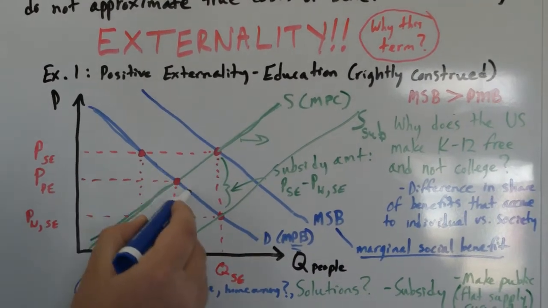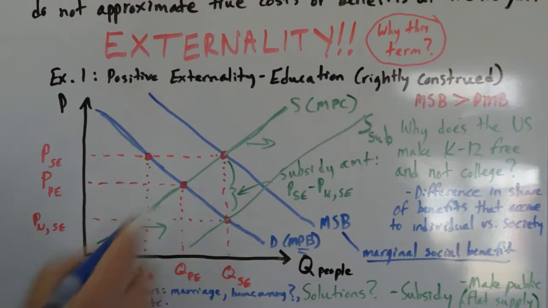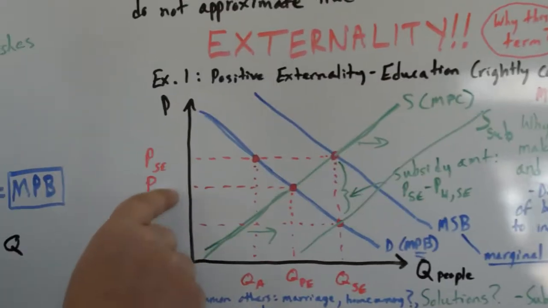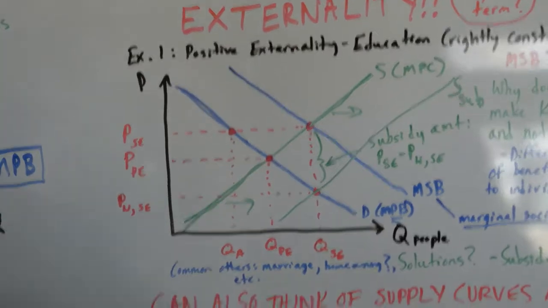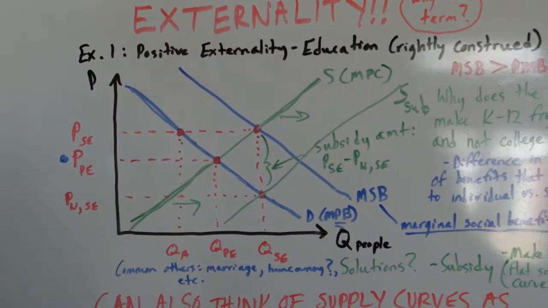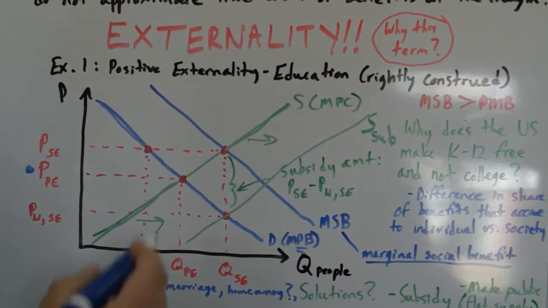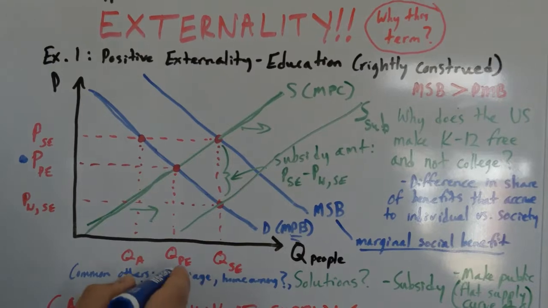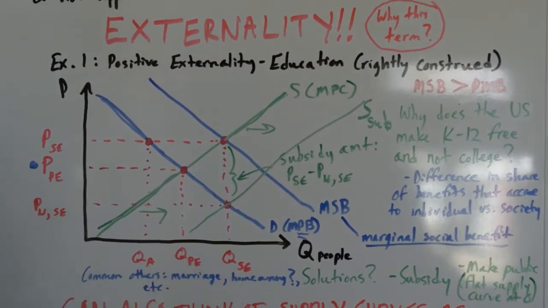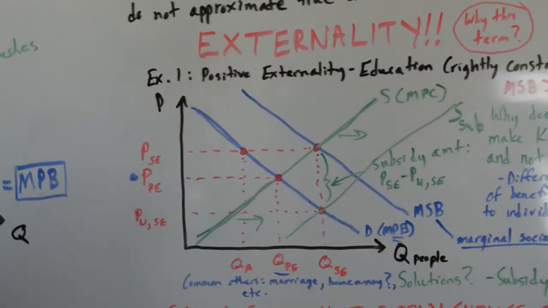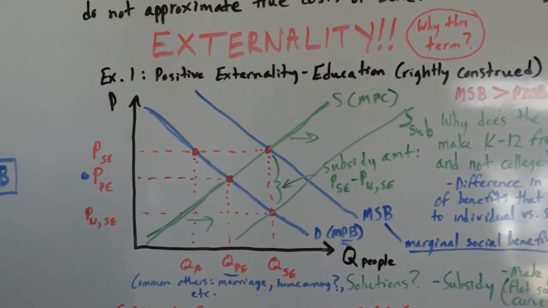So where do these two intersect? Right there. Okay, so if we plot that point and we go over to this axis, here's the equilibrium price for education in whatever unit you want, dollars per year of tuition, total expenditure, whatever. And then if we go down to the x-axis, we get the quantity of, let's say, the number of people getting a K-12 education per year in the U.S. Okay, so that's what we get.